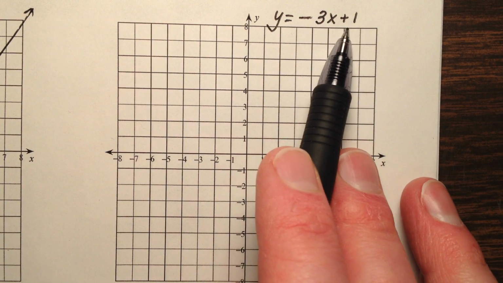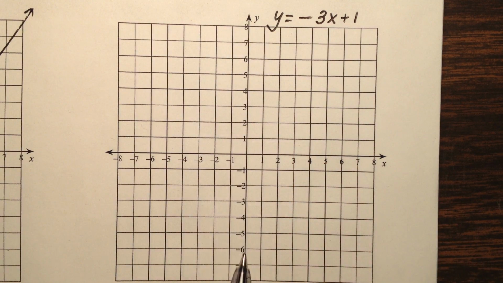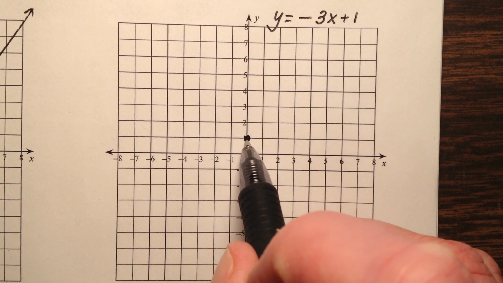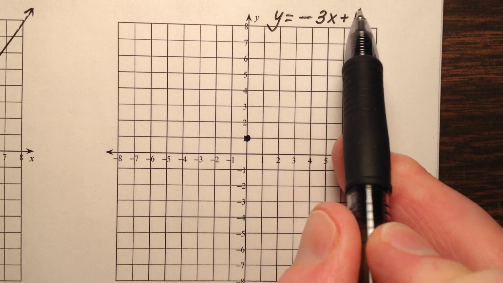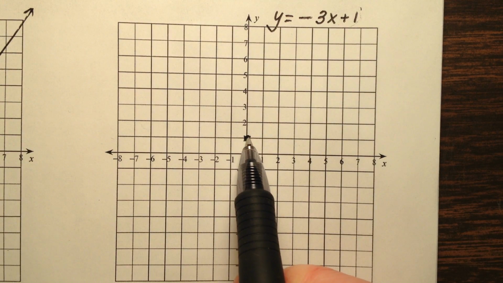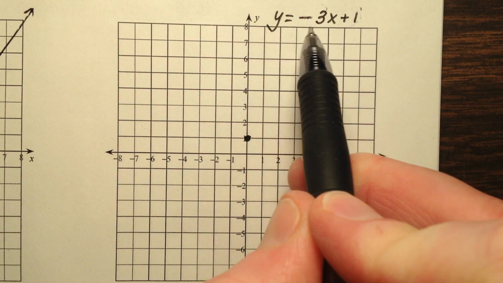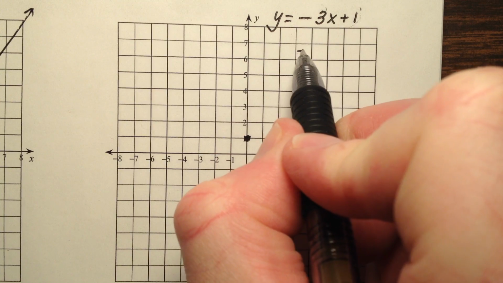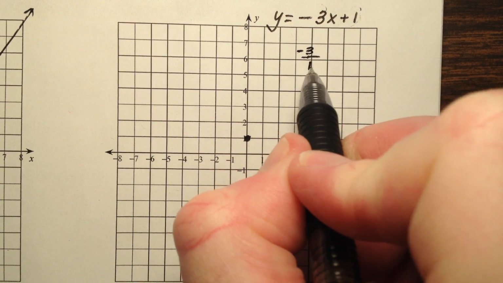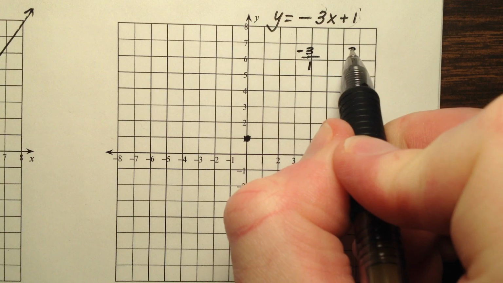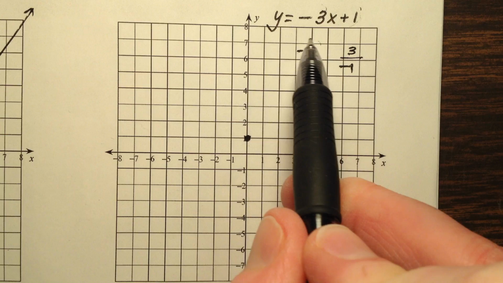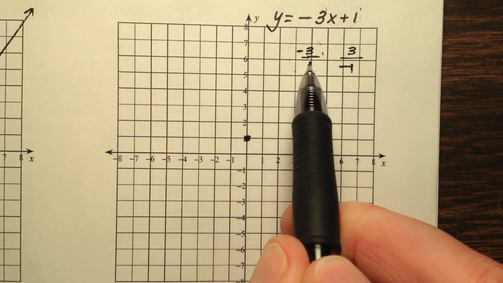So what this plus 1 means is that our starting point, or the first point we're going to place, is going to be along the y-axis, and it's going to be positive 1, or it's the ordered pair 0, 1. From here, I'm going to make more points, and I'm going to use the slope to do that. So the slope, being negative 3, is going to be negative 3 over 1, or we could say it's 3 over negative 1. It kind of depends on which way we're moving.